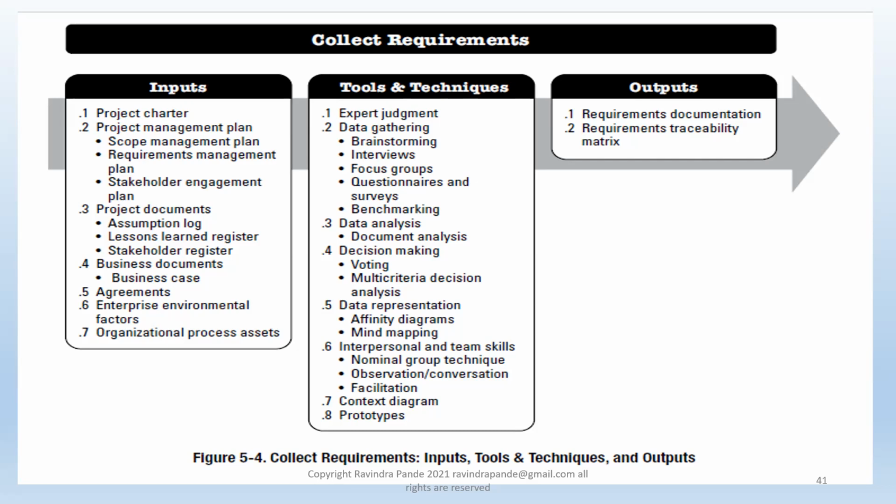Again, we have the decision making process. Here we might use voting or multi-criteria decision analysis, depending upon the need of the policy and process, or the requirement and the analysis process, we might choose either of them. Then there is data representation, in terms of affinity diagram or mind mapping. We have learned mind mapping in our business analysis capsule, right? And the affinity diagrams are basically a kind of advanced activity diagram where you normally draw workflows for complicated requirements.